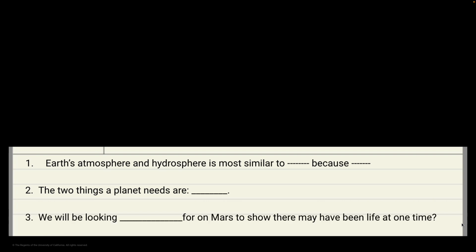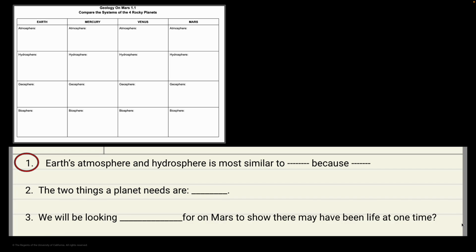So if you haven't already, make sure that you switch over to a typing tool and go ahead and go into a small font, because I want you to be able to write everything that you want to say in this little small space that you have. So let's first of all talk about this first sentence starter. Earth's atmosphere and hydrosphere is most similar to blank because blank. Well, remember, we had this graphic organizer. Go back to your graphic organizer. Use that evidence to support your claim and fill in your information there, okay?